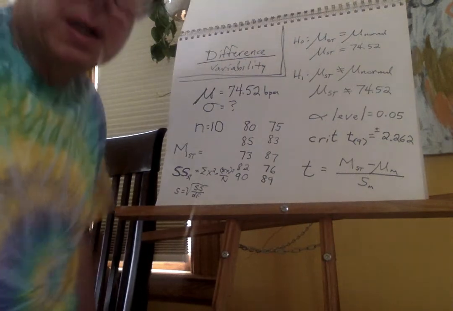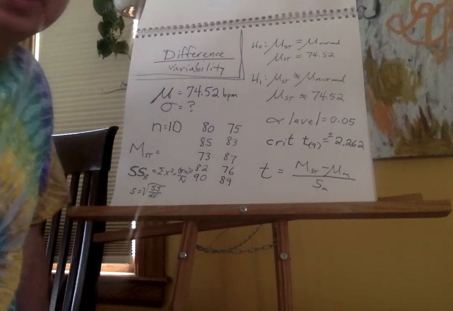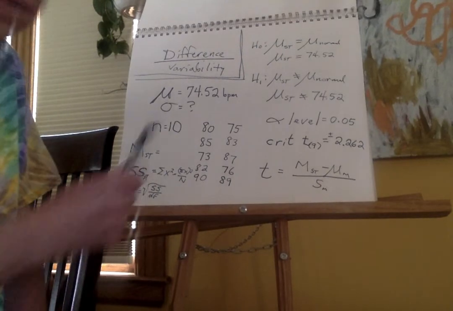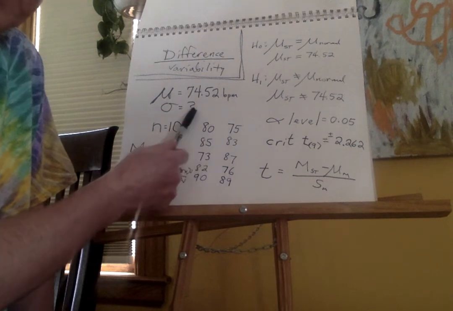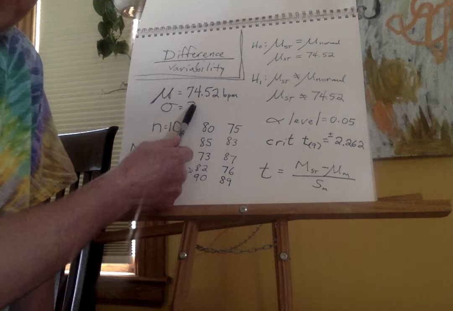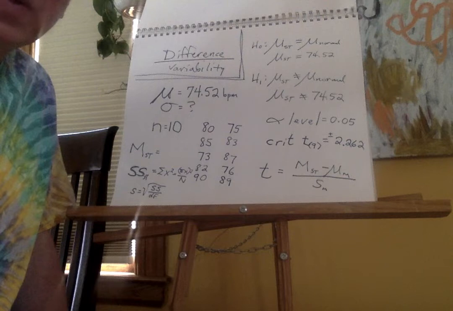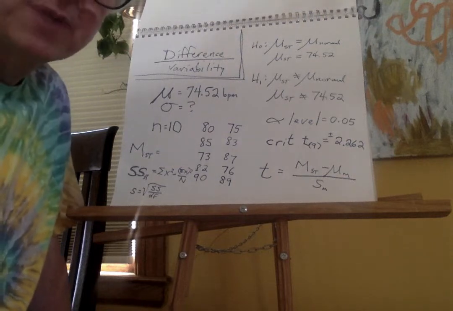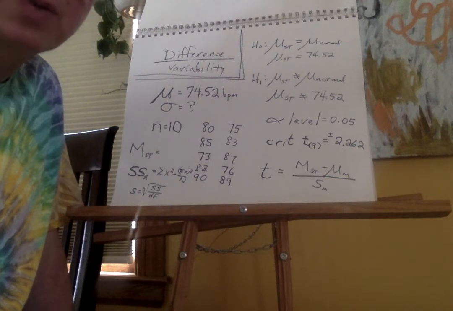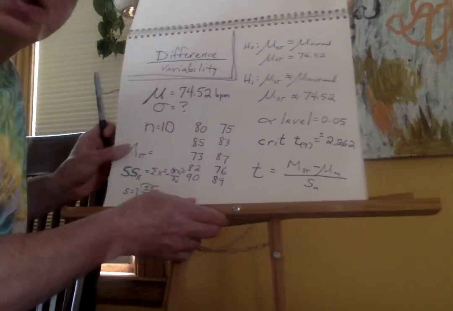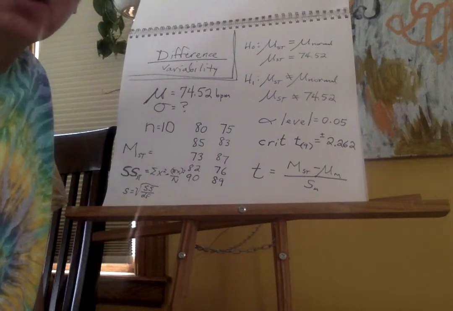Okay. Here's where we left off with our problem. Just a reminder, we were given this as the normal resting heart rate for people, 74.52. What we're going to do is show 10 people a movie with a fast-paced soundtrack. The question I'm asking in this research project is whether having them listen to this soundtrack will affect their heart rate.